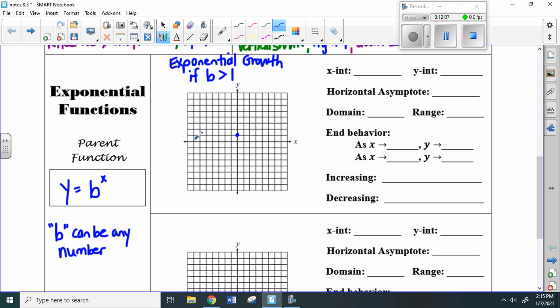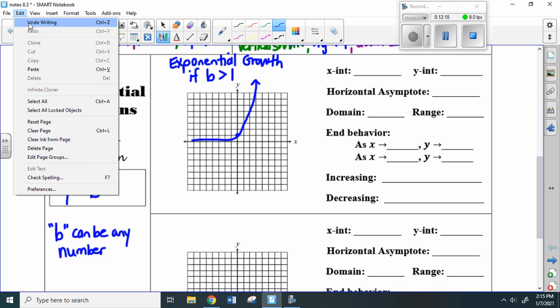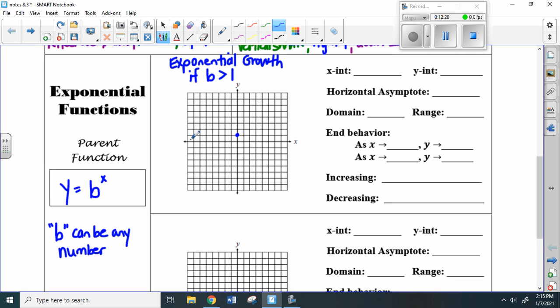Okay, it starts off really close to the x-axis and then curves. That is really bad. Let's undo that. Let's try that again. It starts off really close to the x-axis and then goes through our intercept and then shoots up very quickly.